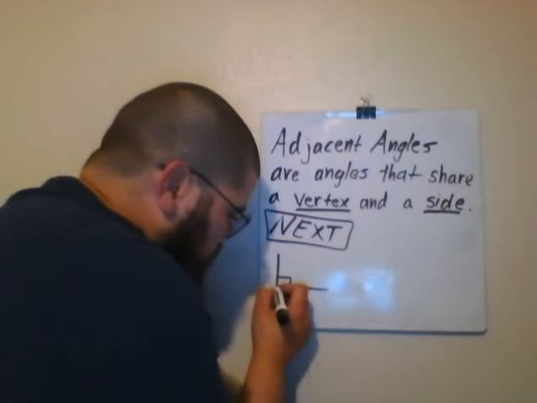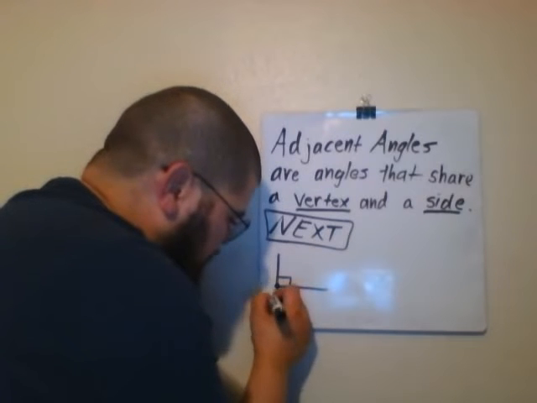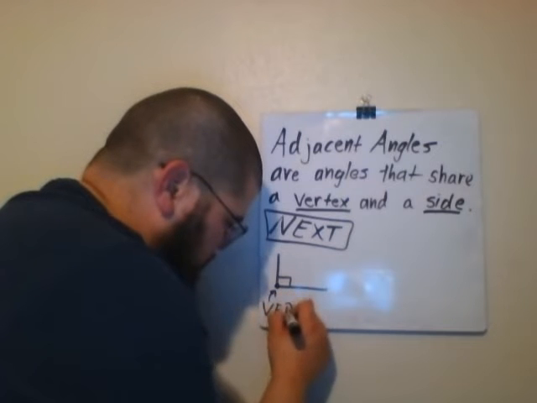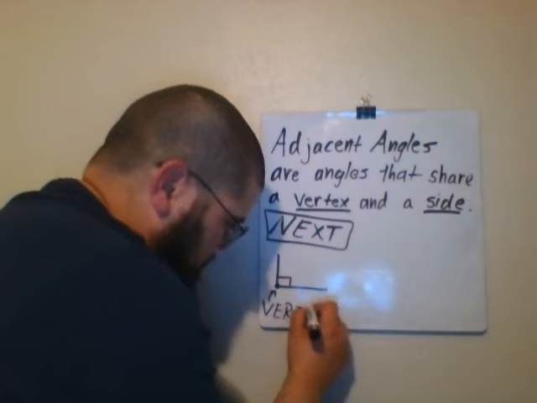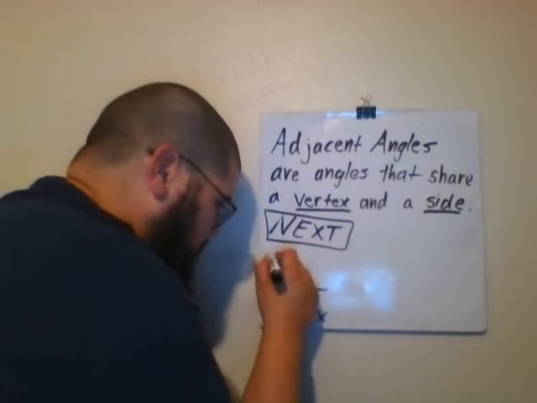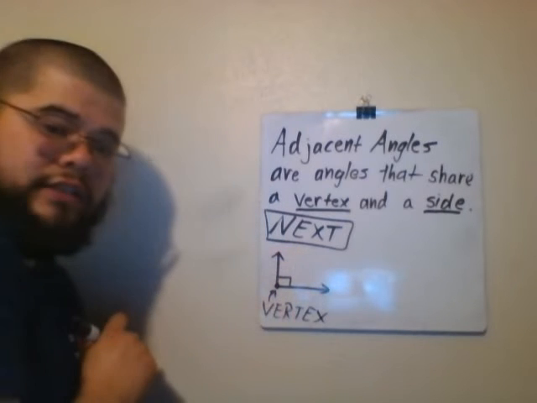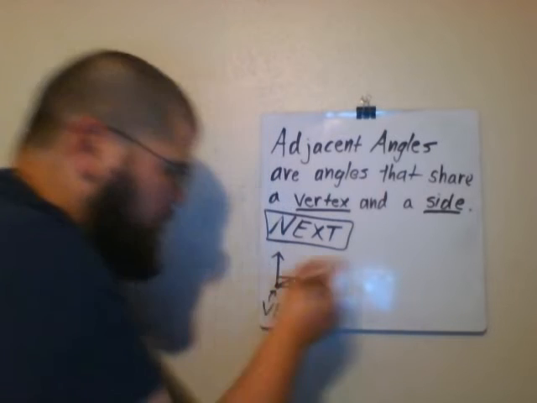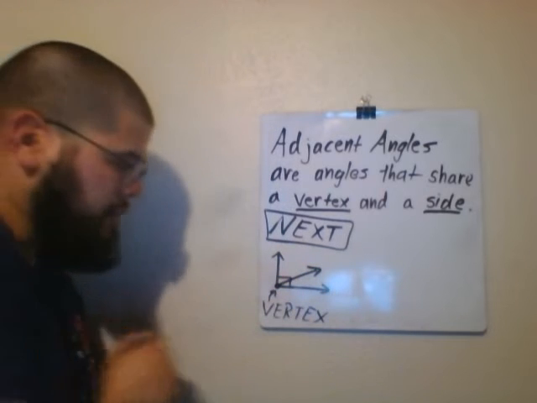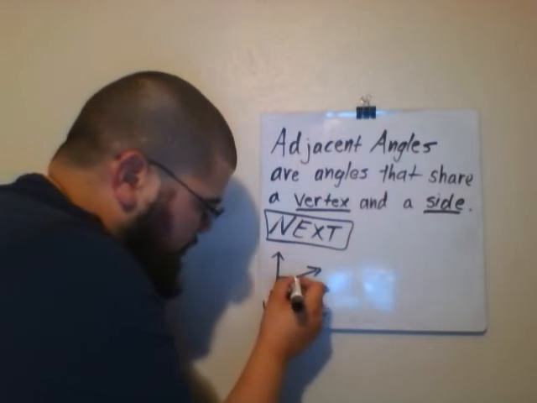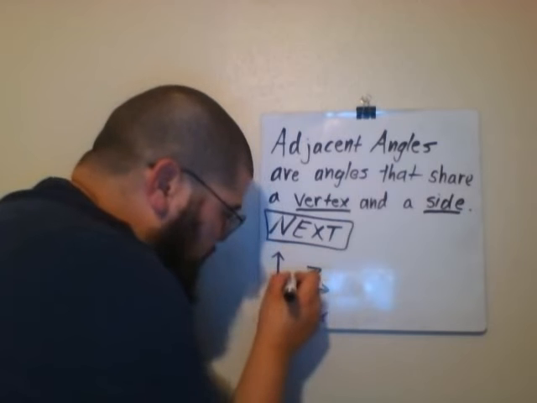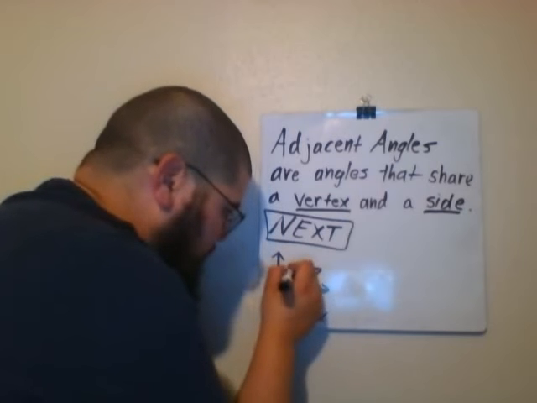Okay, and so this will be our vertex. I'm going to draw it kind of big so that you can see it really good. This is going to be our vertex, and we're going to draw arrows at the ends of these lines, right? And we're going to draw another line cutting through this 90-degree angle, right? And we're going to call this angle right here angle A, and we're going to call this angle right here angle B.